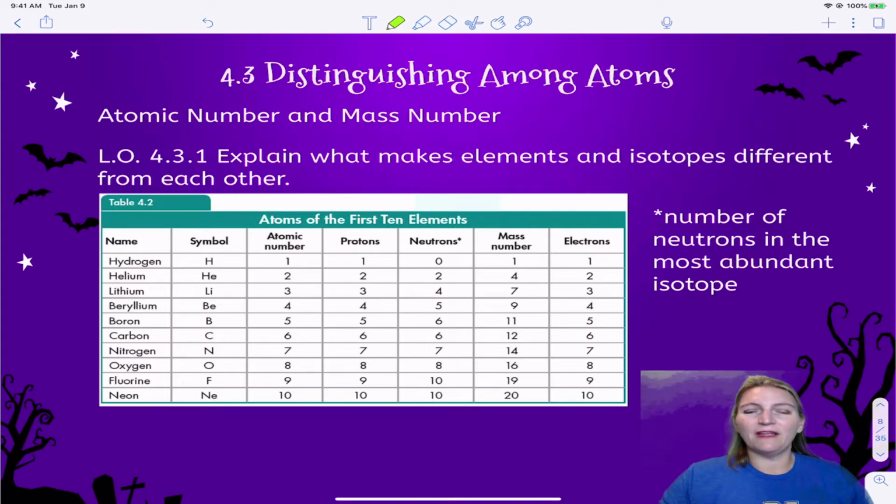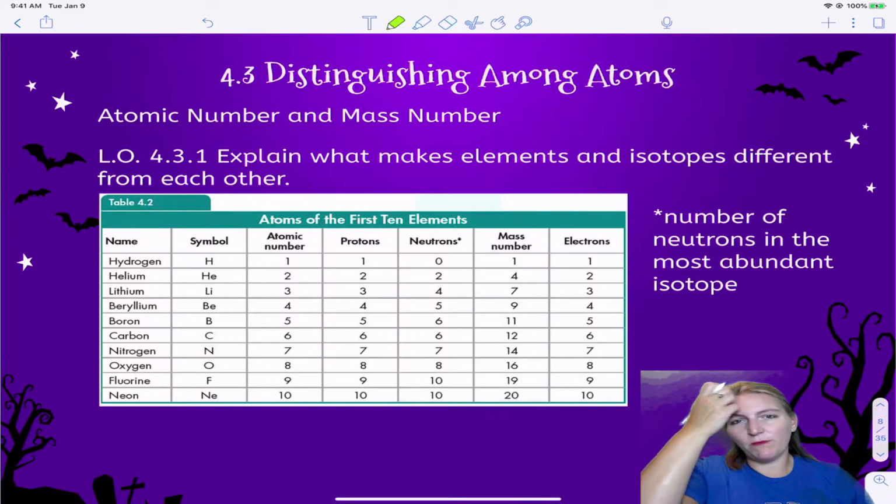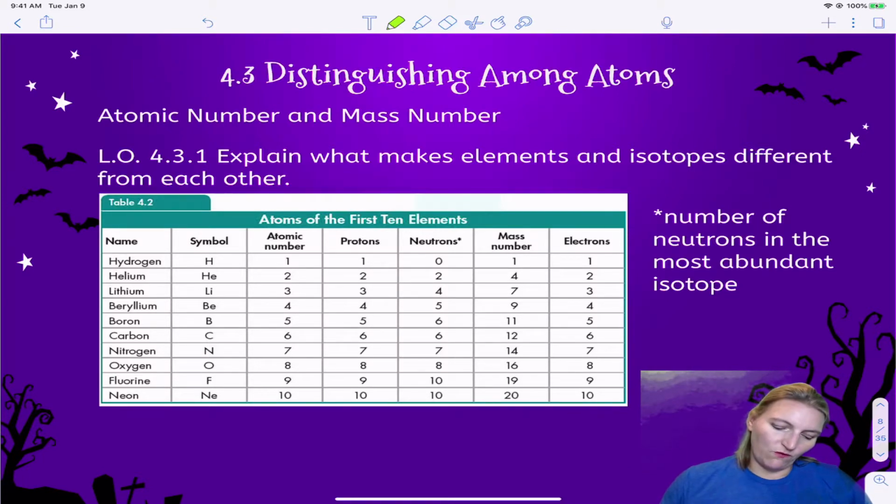Hello. Today we're going to be looking at Chapter 4, Section 3, Distinguishing Among Atoms, and specifically the first learning objective, which is Learning Objective 4.3.1: Explain what makes elements and isotopes different from each other. So really understanding what those terms mean. And we're going to start by looking at this table here, Table 4.2.